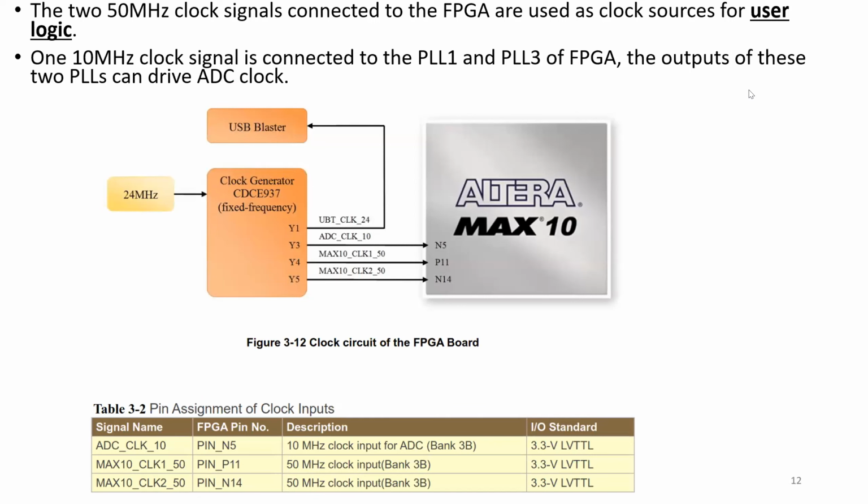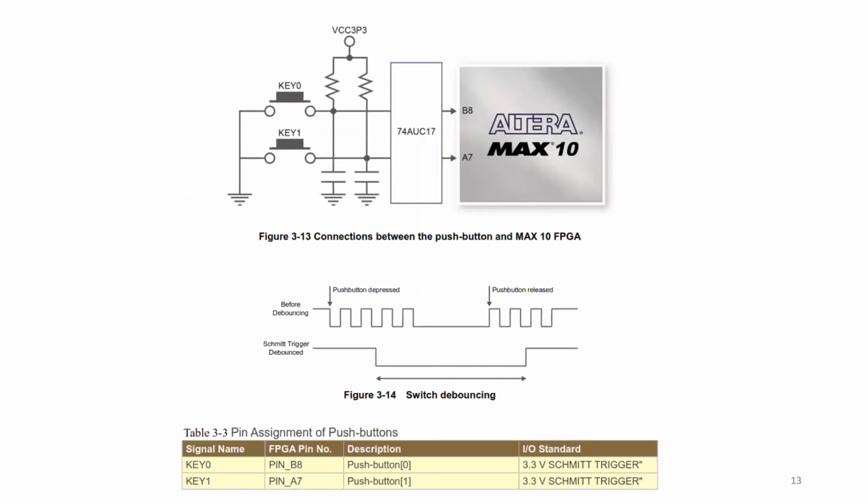We have also clock sources, and here we have the analog to digital clock. This is 10 megahertz. We have Max 10 clock 1. This is 50 megahertz. And another clock that is also 50 megahertz. And we can access those through those pins. Pin N5, pin P11, pin N14 if you want to use those clocks.